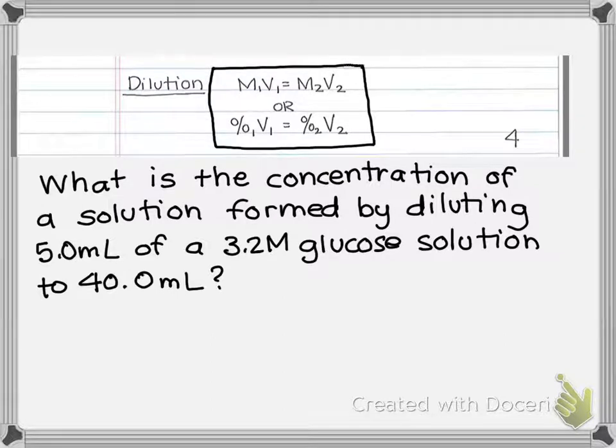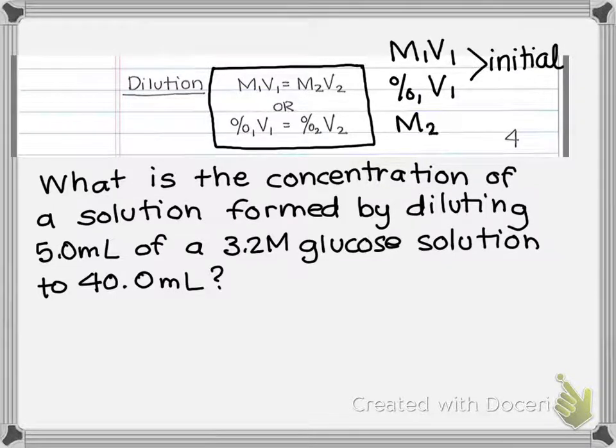So we have an M1 and a V1, or percent 1 and V1. These are your initial concentration and the initial volume. Then we also have an M2 and a V2, or a percent 2 and a V2, and these are your final concentrations and volumes. Now in this case, the volumes can be in milliliters or liters as long as they are the same on both sides of the equation.